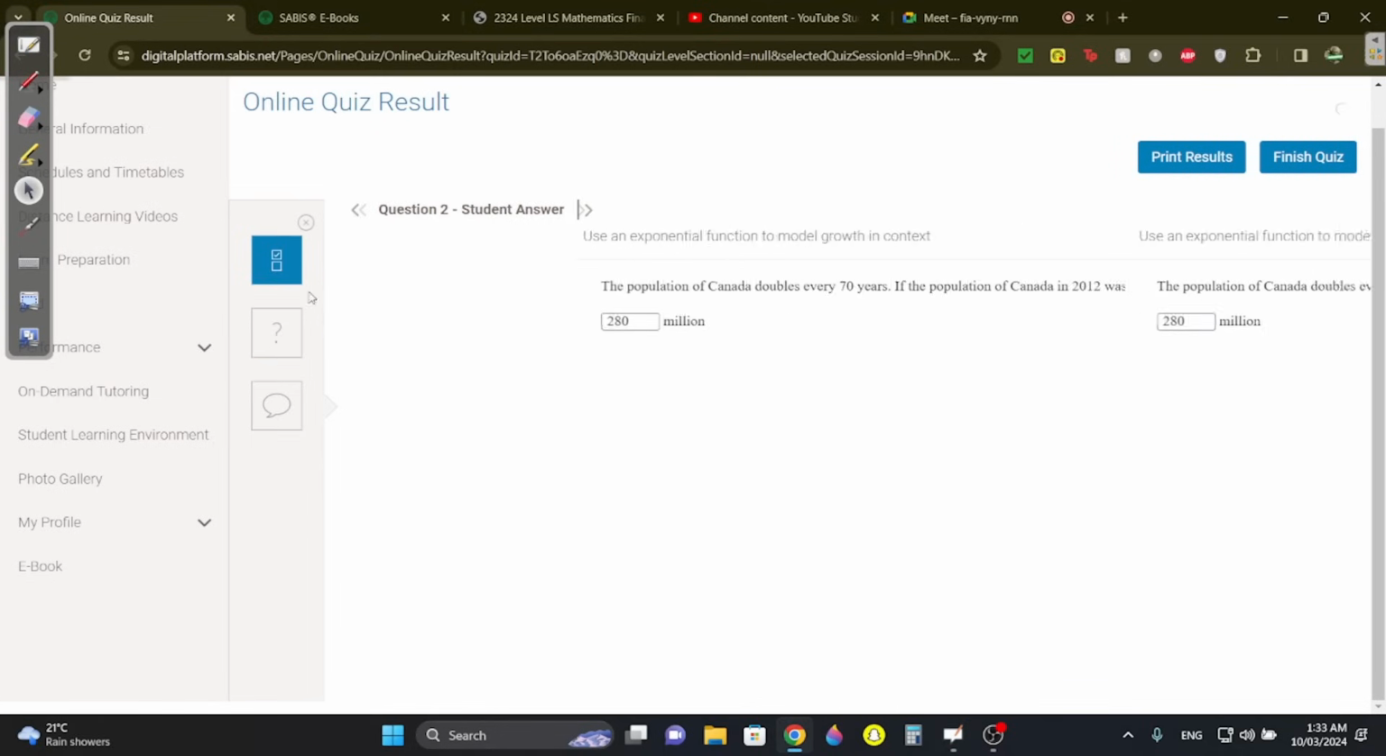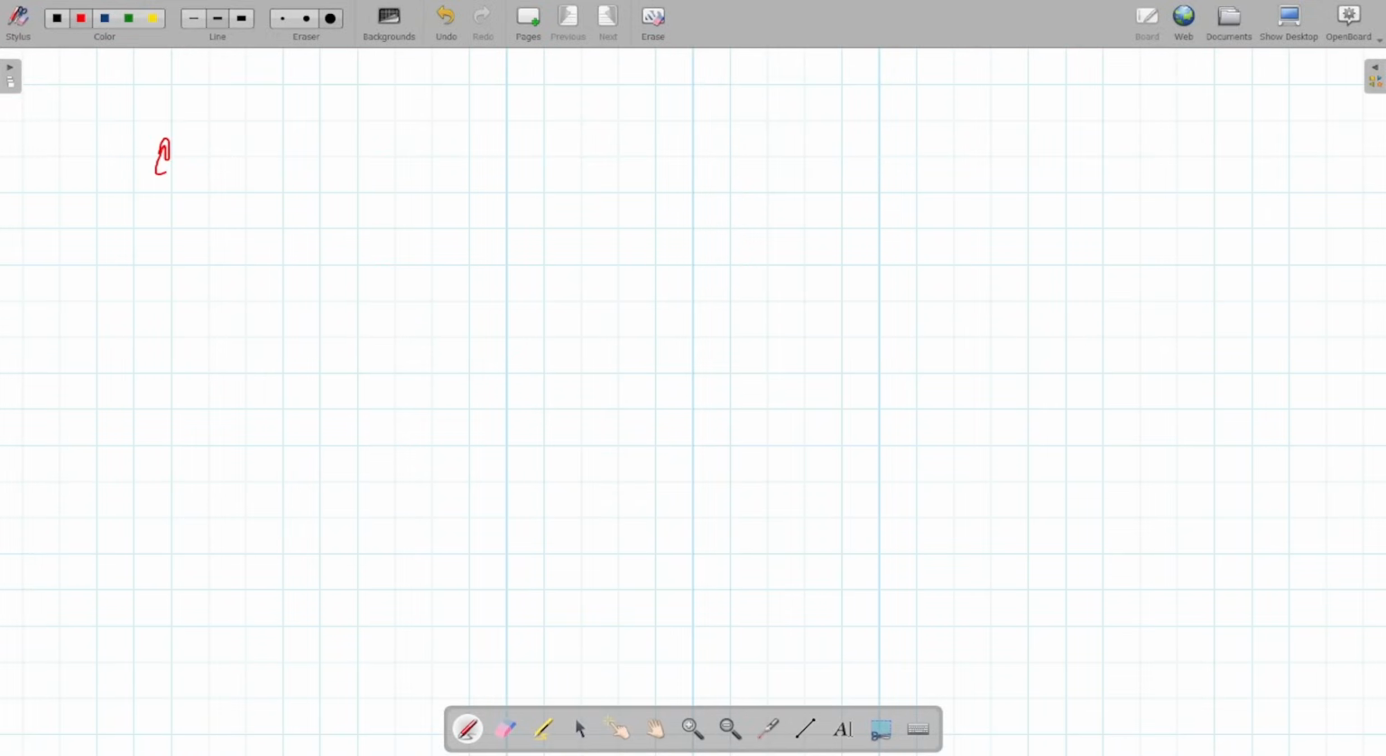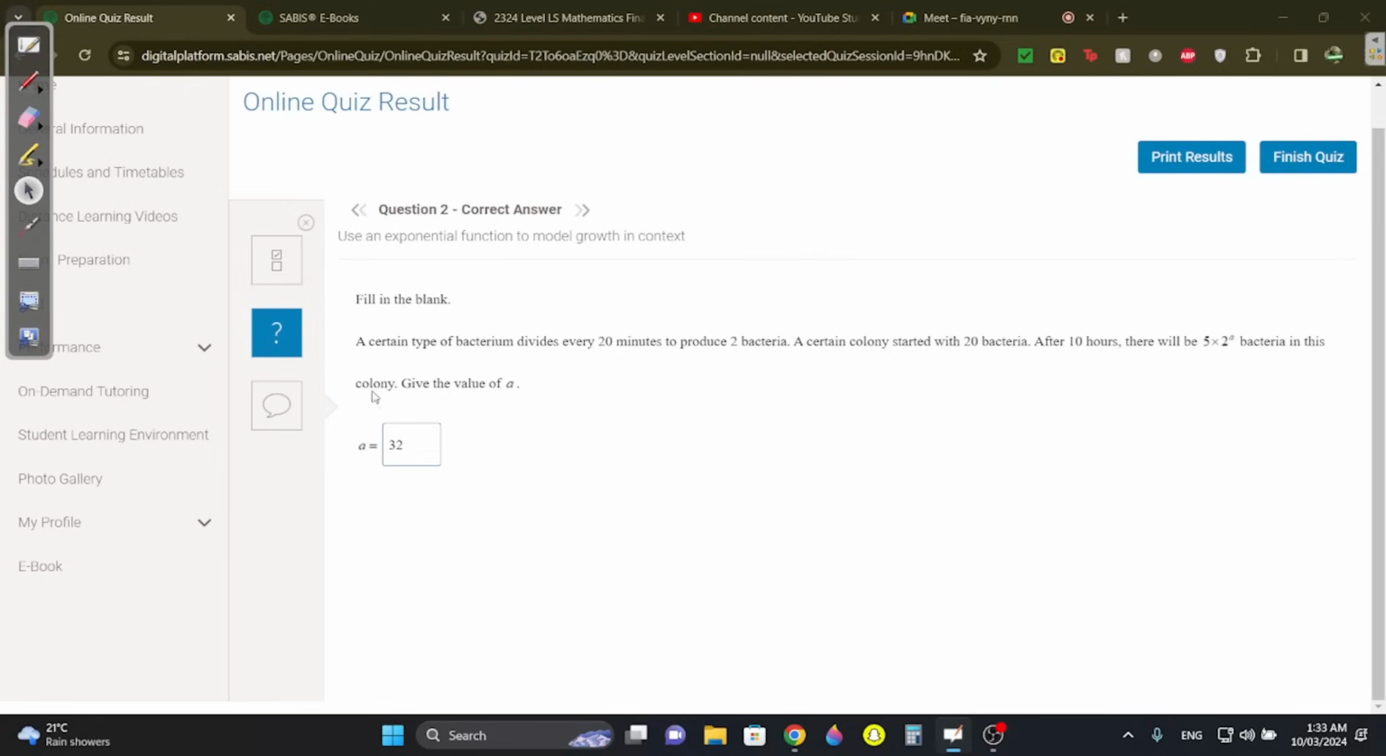Question 2. Wait, let me write this down actually. Population growth for doubling. It's P final equals P times 2 to the power of t divided by the rate. Yeah, that's it. Because there's a few more.